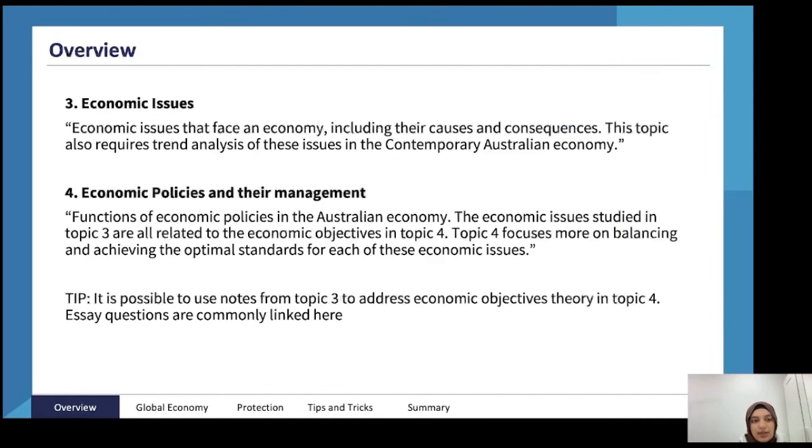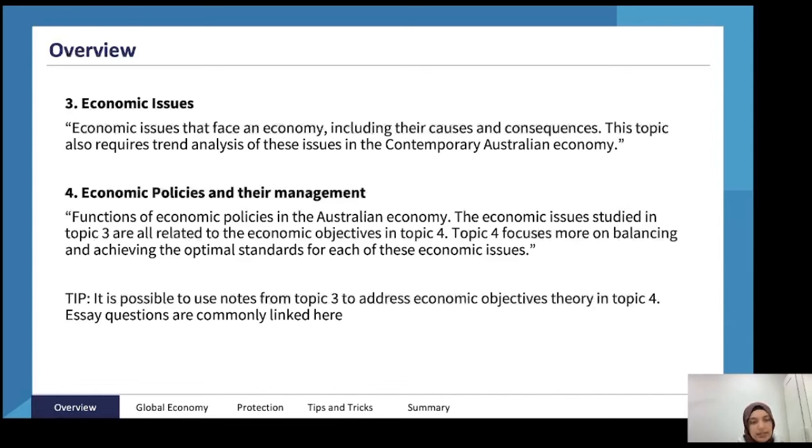We then have our economic issues that face the economy, including their causes and their consequences. So this topic also requires trend analysis of these issues in the contemporary Australian economy. So our economic issues are like unemployment, inflation, etc. So external stability, all of those. So these issues are really important to be able to understand where are they coming from, what are the root causes of them, and then what are the effects of them and consequences. Obviously can have both negative and positive consequences, but it's just up to whatever the issue is, it's really looking at where it's sitting.